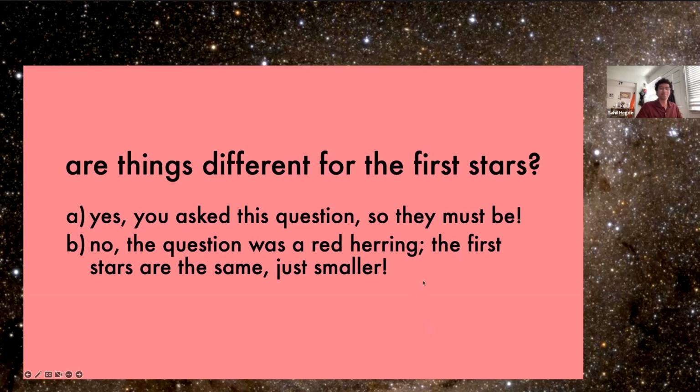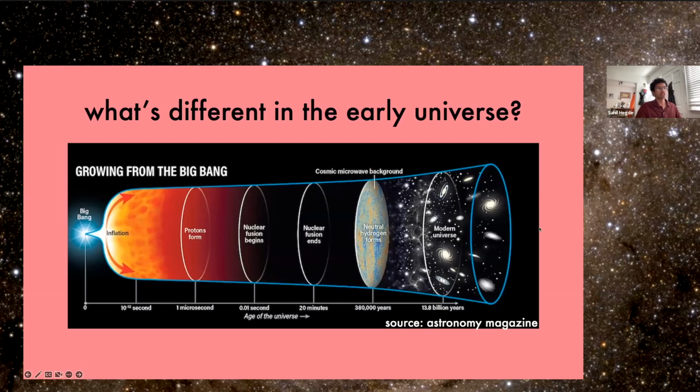So let's jump into it. Let's see why things are different for the first stars. This goes to what is different in the early universe. To understand why the first stars are different from that picture of star formation and evolution that I just described, we have to think about what's happening in the very early universe.